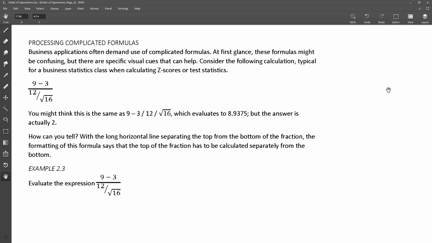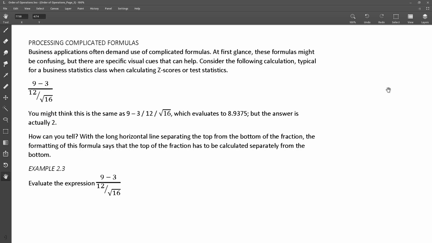But the expression 9 minus 3 divided by 12 divided by the square root of 16 evaluates to 8.9375, and the answer to this expression is 2. So those are significantly different answers, and you have got to look at this expression and see it for what it is. All right, so that's what we're talking about here.